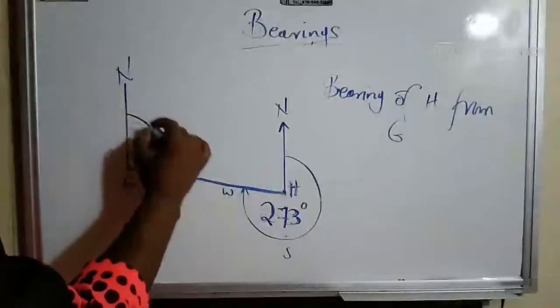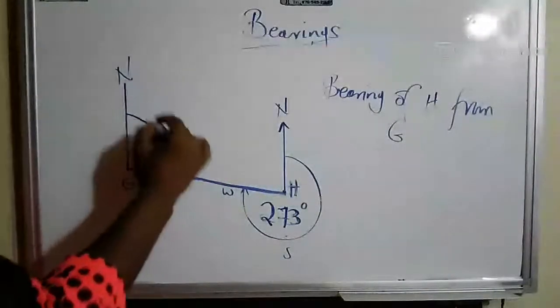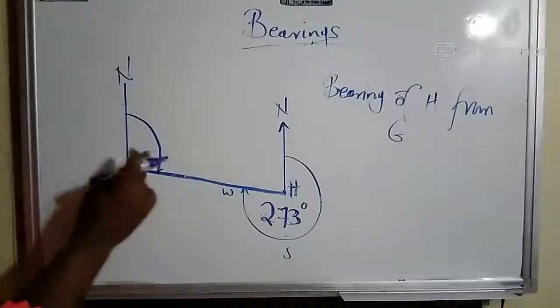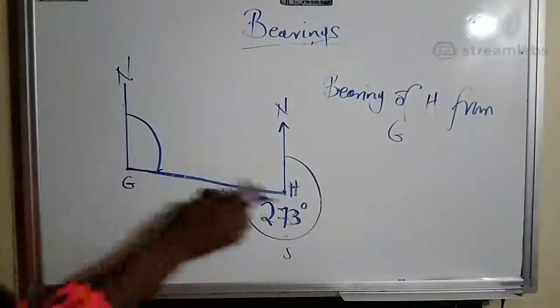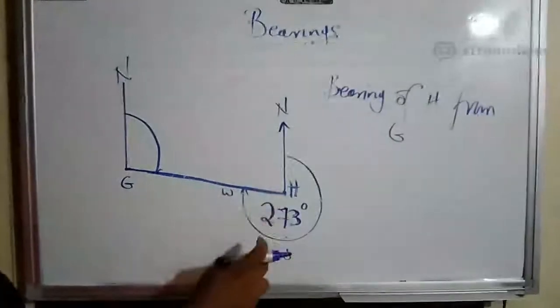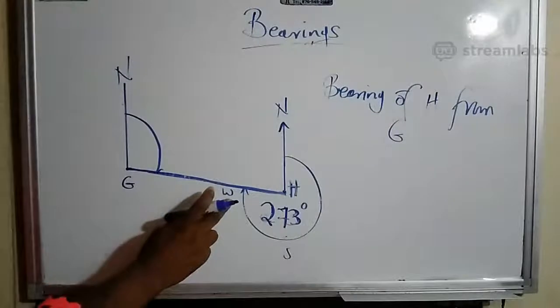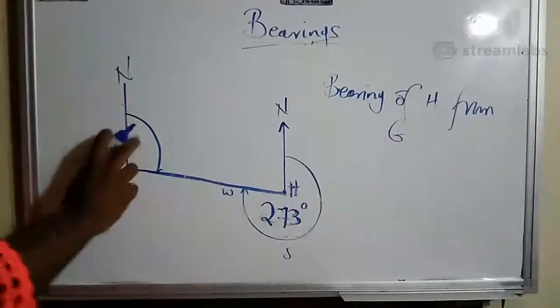So it will be the angle right here. Why? It's from the north line and it's in a clockwise direction. And it's between, see it? Right here is the angle. So we need to find what this angle is. If this is 273, what will be the value of this angle?